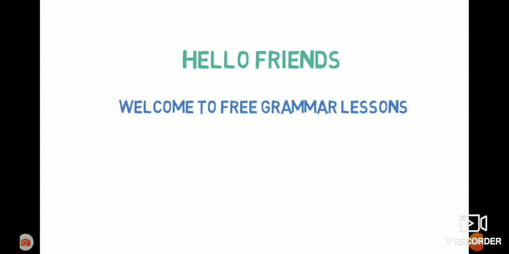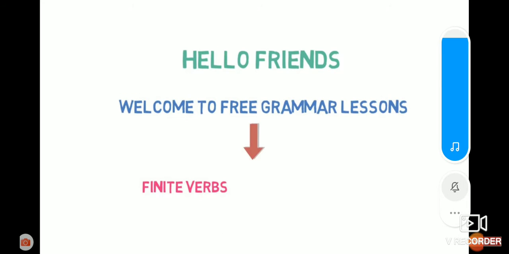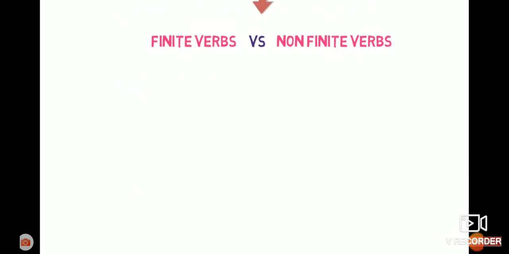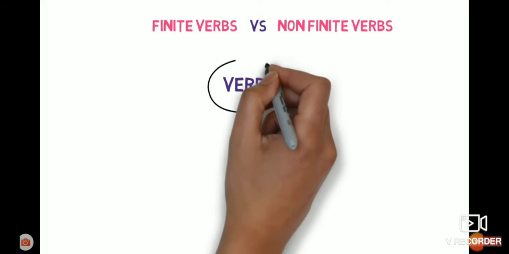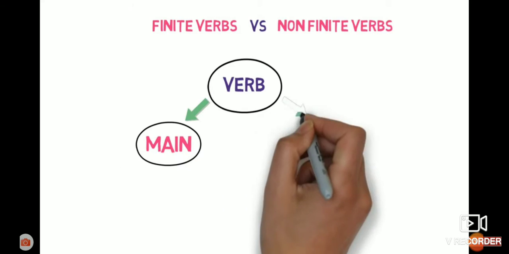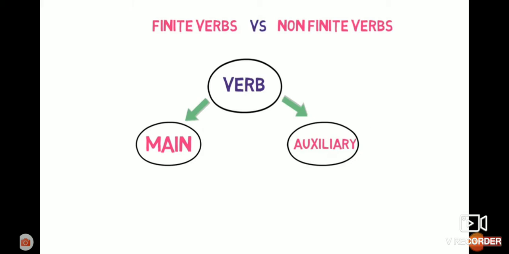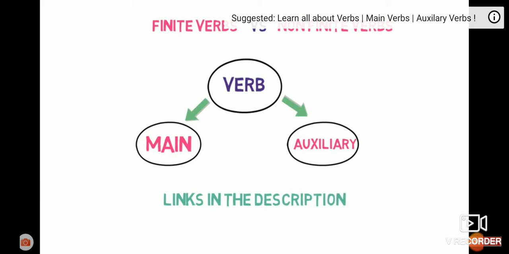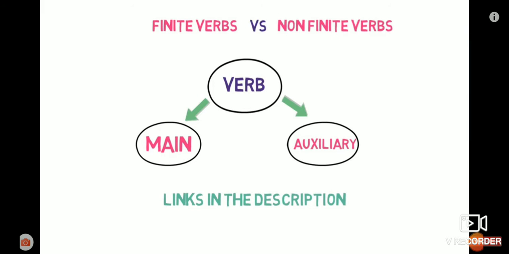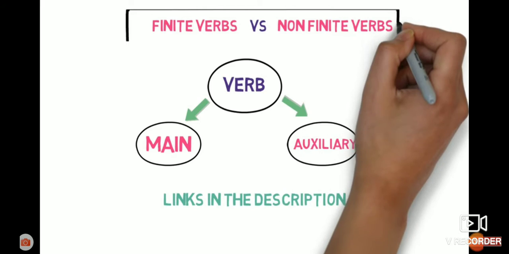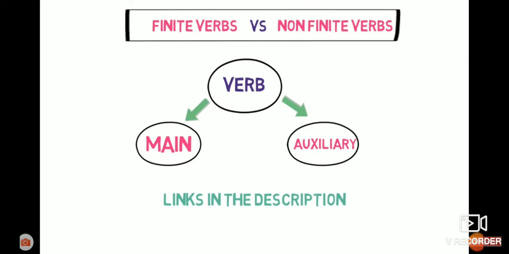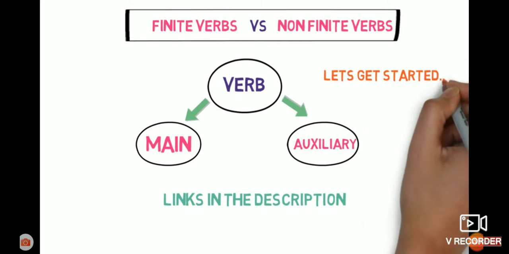In this video, we will be learning the difference between finite verbs and non-finite verbs. Verbs are mainly divided into two parts, main verbs and auxiliary verbs. We have already discussed the division in our parts of speech series. Please go and check it if you haven't already or need a revision. Links are in the description. In this video, we will be discussing one more classification of verb, that is finite and non-finite verbs. So without further ado, let's get started.